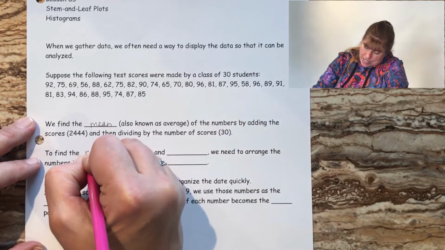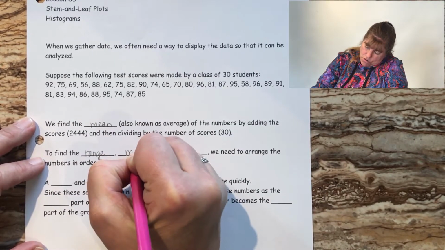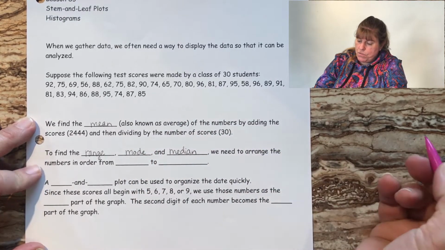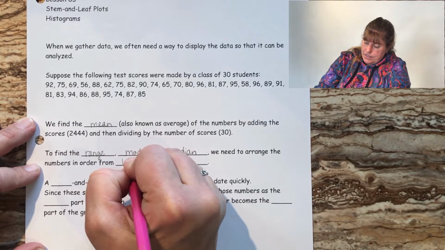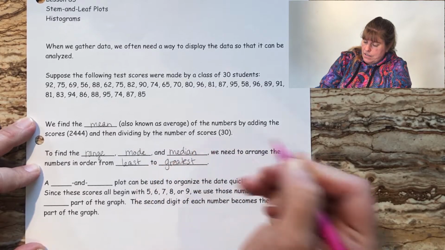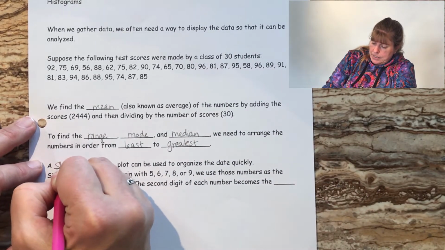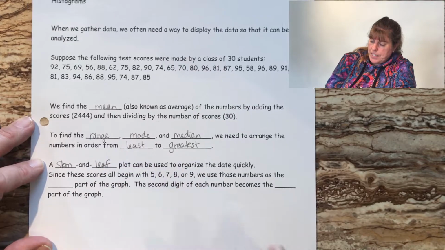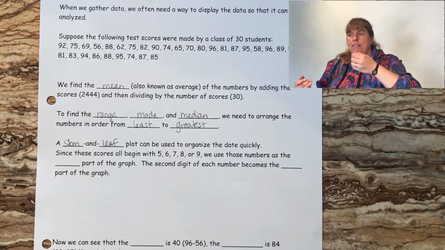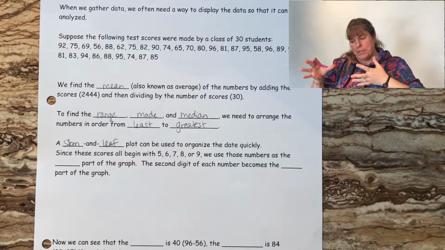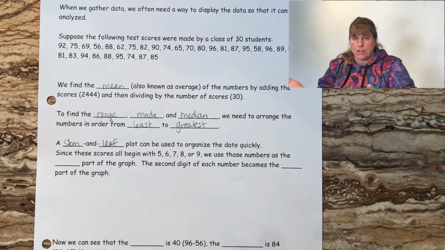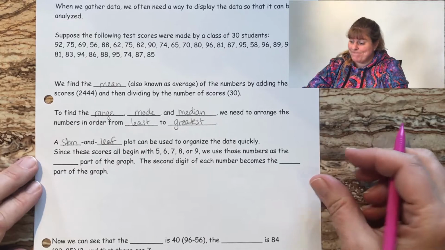To find the range, mode, and median, we need to arrange the numbers in order from least to greatest. A stem and leaf plot can be used to organize the data quickly. It's like the stem of a plant and the leaves of a plant. The stem has something in common with all the leaves, and that's why it's called that. It doesn't necessarily look like a tree, just saying.